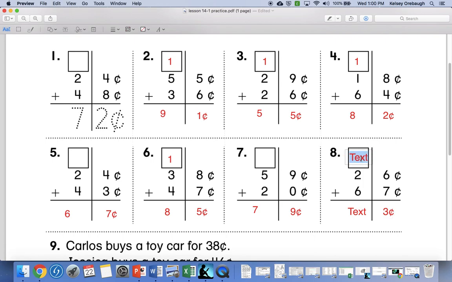Regroup in the regrouping box. 2 plus 1 is 3, plus 6 is 9. Our answer is 93 cents.